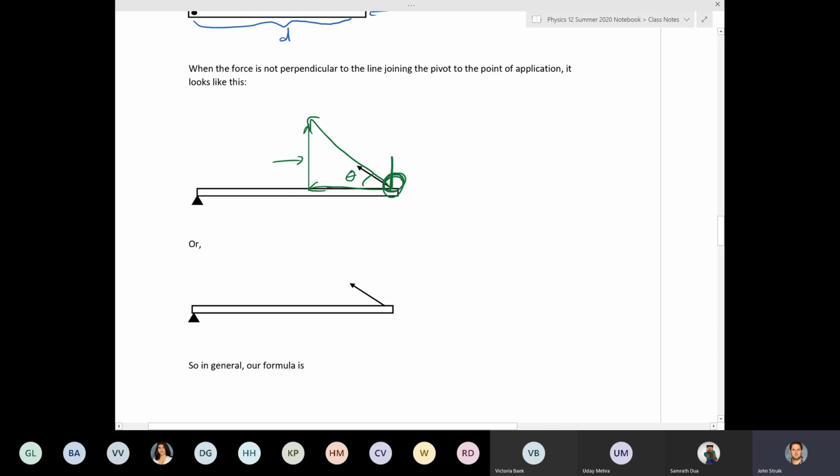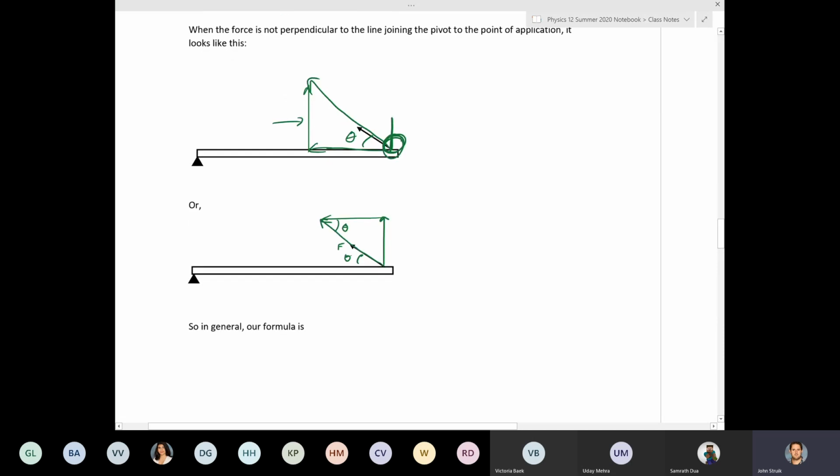Okay. So I like to break it. So if that's my force and that's theta, I like to break it into forces that look like that, where this angle is theta right here. Okay, and this would be the force. That hypotenuse is the force. And so which one causes the torque is this arrow right here. So we'll call this F perpendicular, and this is called F parallel.